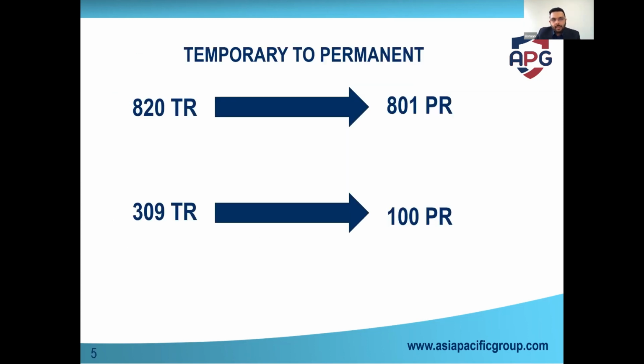So as I said, the first visa is a temporary one. So if you're applying for the 820 visa, you get the 801 visa, which is PR, after you get the 820. Okay, if you're applying with the offshore visa 309, you get a 100 visa, which is also called the second stage permanent visa. So it's a PR, but depending on whether you apply onshore or offshore, your PR will accordingly be either the 801 or the 100 visa.